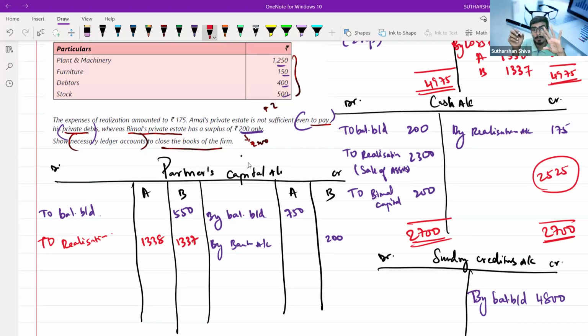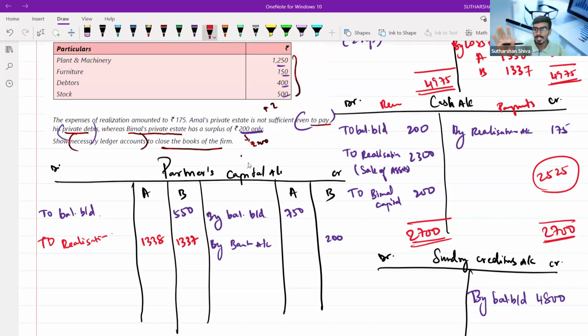When you pay the realization expenses, you are showing it on the credit side. Suppose when you pay the creditors, on which account will you show it? Cash account. What does the cash account debit side mean? It is the receipt side. Cash account credit side means it is the payment side. Whatever is on the debit side is known as your receipts, and whatever you write on the credit side is known as your payments.